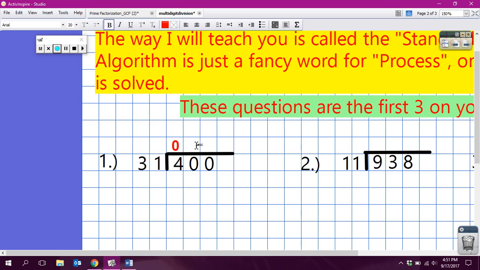And as you can see, I'm lining my digits up as I'm using them. This is why graph paper is really awesome in this case. It really helps you line up those digits, okay?